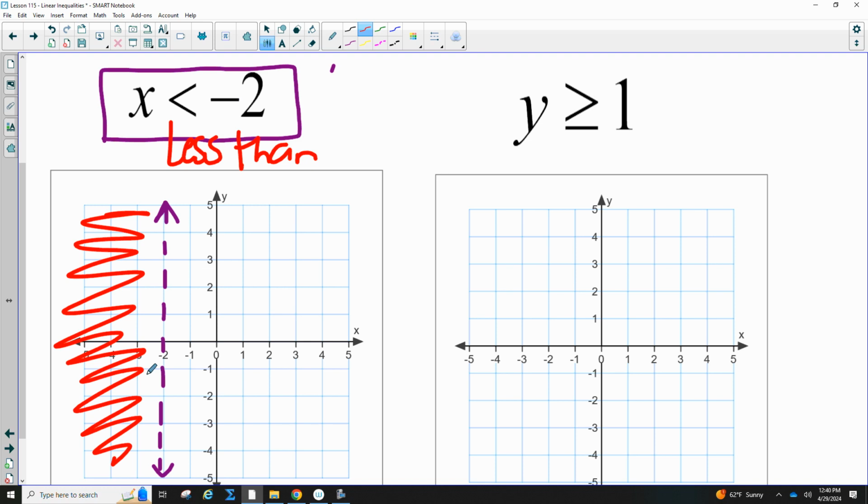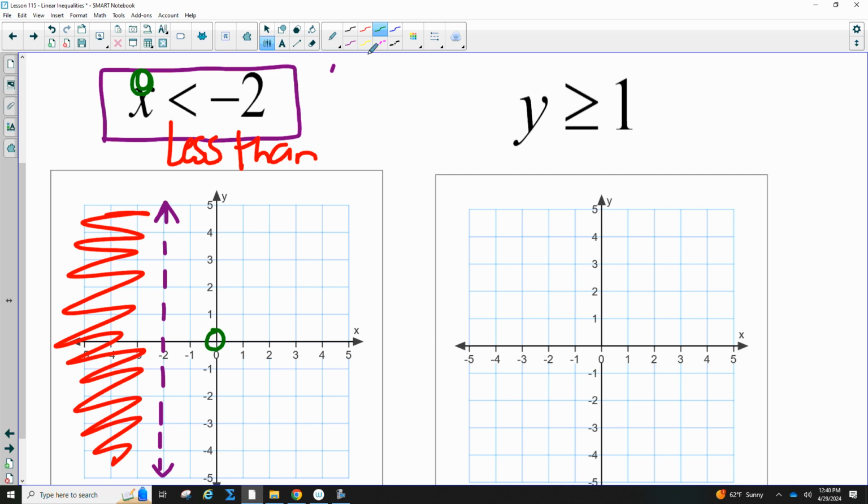Here's -2, -3. If you're not sure, plug in the point 0, 0. I only really plug 0 in. 0 is less than -2. Is that true? No, it is not true. So you should not be shading that spot. Okay. Now let's try a y graph.